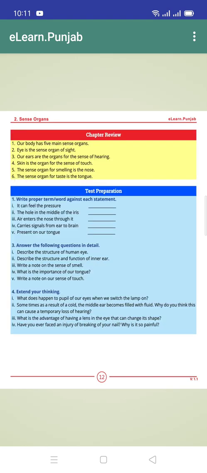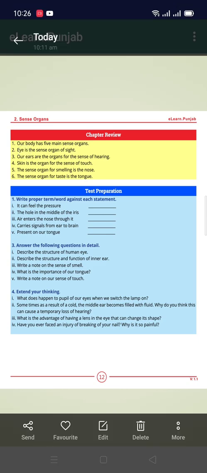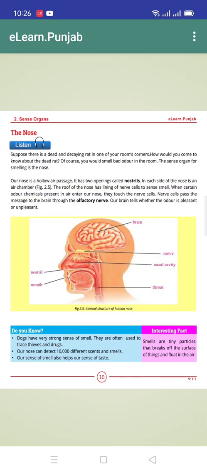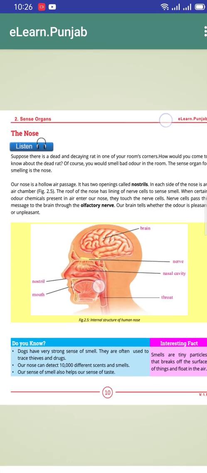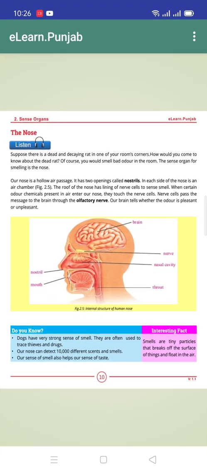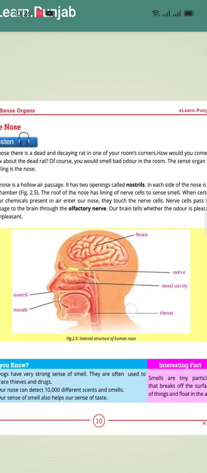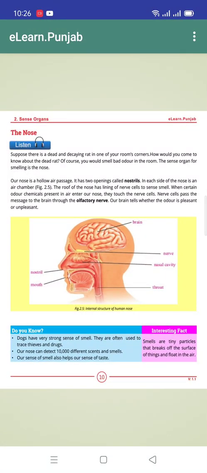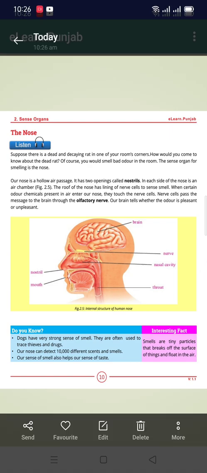Write a note on the sense of smell. What is the sense organ for smelling? It is the nose. So write the topic nose. When you open it, leave this example. The sense organ for smelling, start from here, and then write all this and then draw this diagram. There is no need to write interesting facts and do you knows, and then you will end up with a long question.